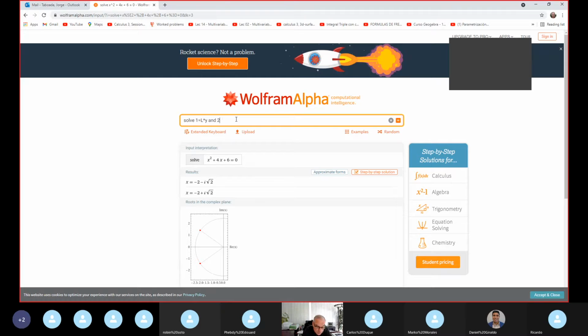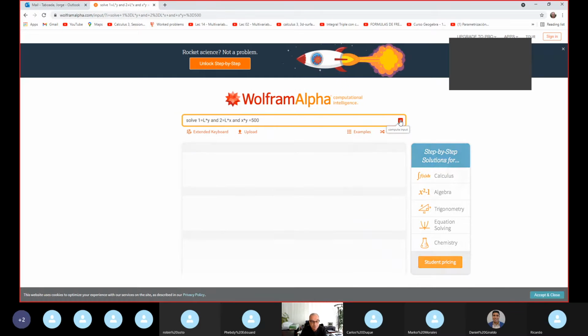2 equal lambda L times x. Boom. Space and. Easy. x times y, very important, x times y separated by a multiplication sign, equal 500. Because if you put x, y together, Wolfram Alpha doesn't understand your problem and believes that xy represents a new variable. You press enter.